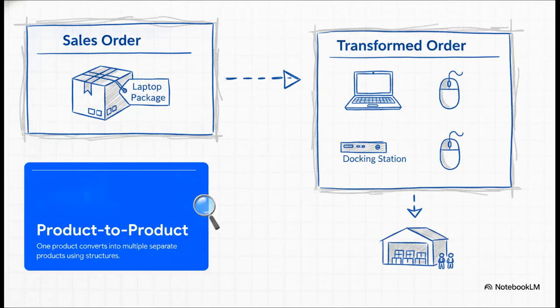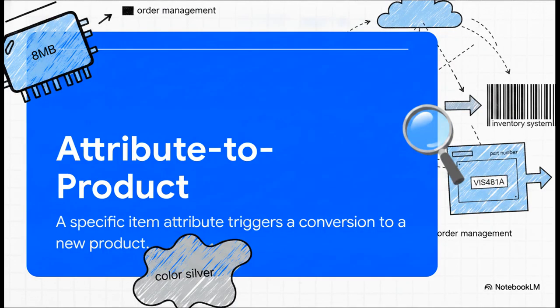The first archetype, product to product, is exactly what we just saw. It's totally perfect for breaking down a bundled package into individual components. The sales order says laptop package, sure, but the transformed order creates separate lines so the warehouse can pick and fulfill the laptop, the dock, and the mouse entirely separately. It just makes sense.